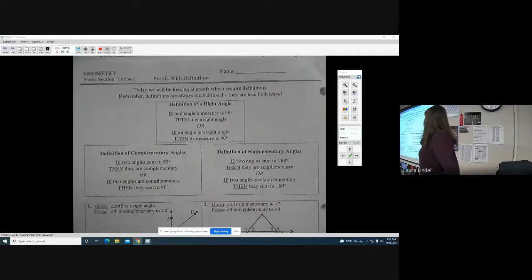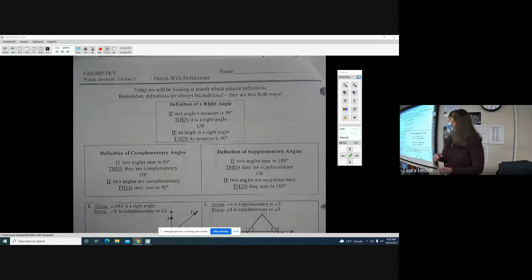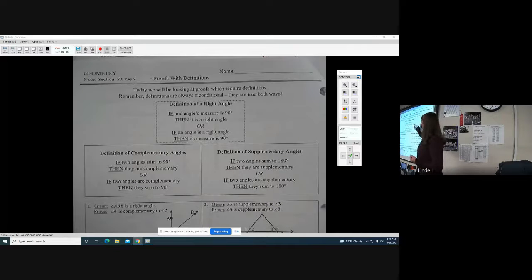So today we're going to look at proofs that require some different definitions, like definition of a right angle a little bit more heavily, definition of complementary, supplementary, vertical angles, all that good stuff. We're going to see a little bit more of that with our notes today.